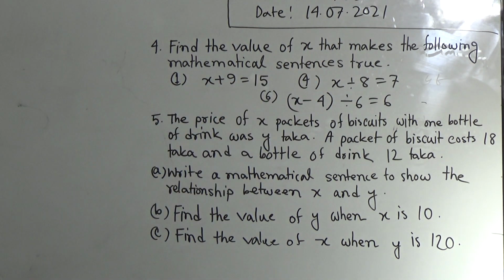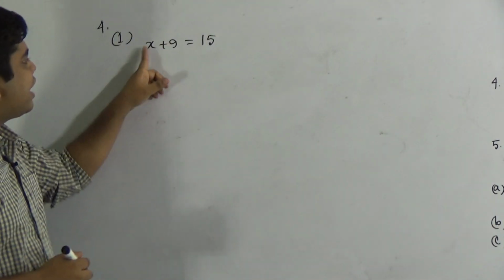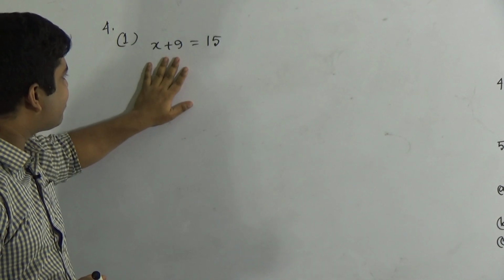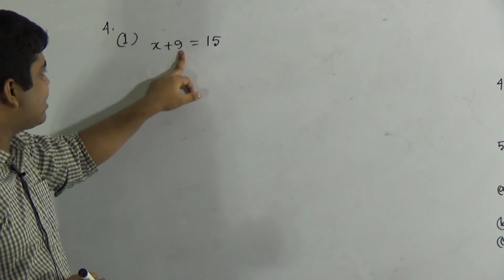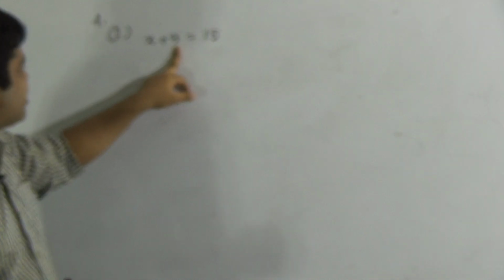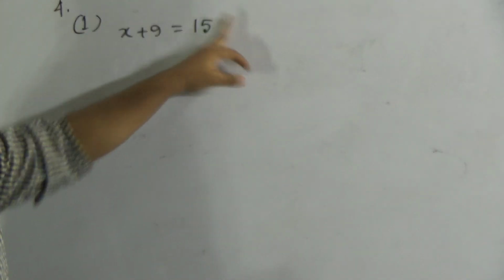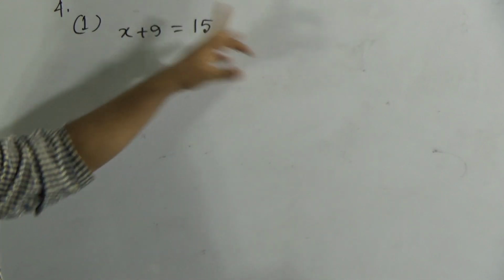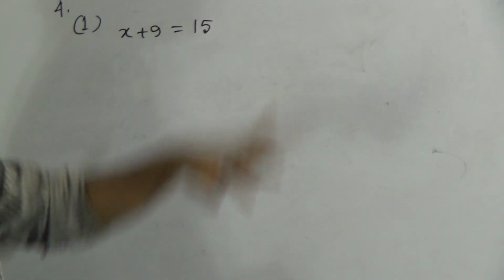Number 1, x plus 9 equal to 15. My dear students, we need the value of x only. So on the left hand side there is only x. If there are other numbers, then they change their position. Here 9 is attached with x by addition, so it changes its position. When a number changes its position, if it is plus, then it will be minus, if minus, then it will be plus, if multiply, then it will be division, if division, then it will be multiplication.